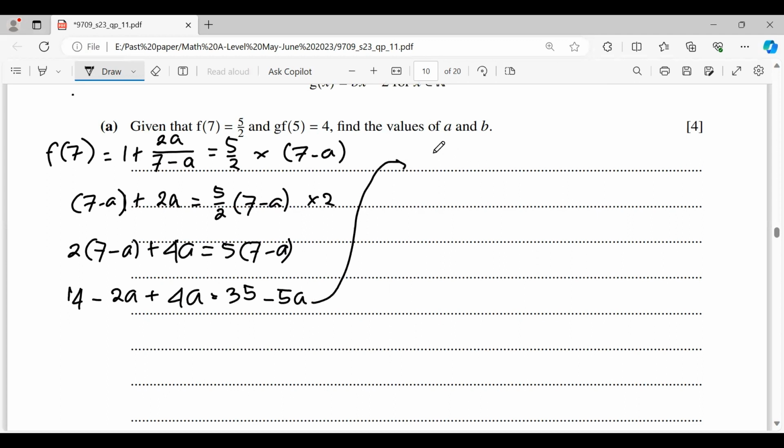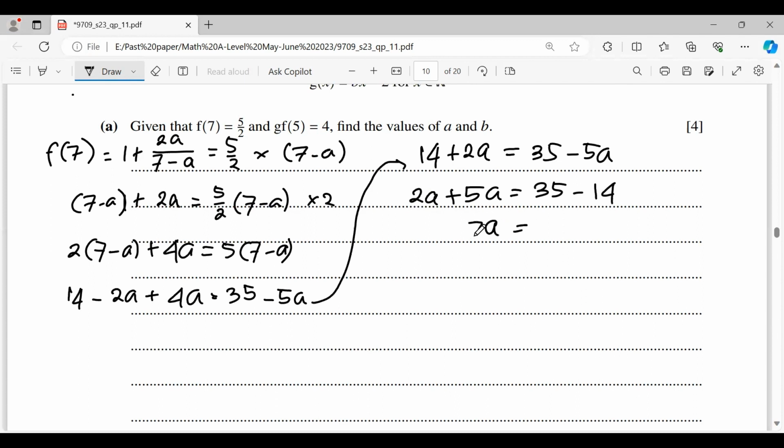I'm going to move terms here. It's going to be 2 plus 4a equals 35 minus 5a. Then after that, 4a plus 5a equals 35 minus 2, so 9a equals 33. Okay, a equals 3.